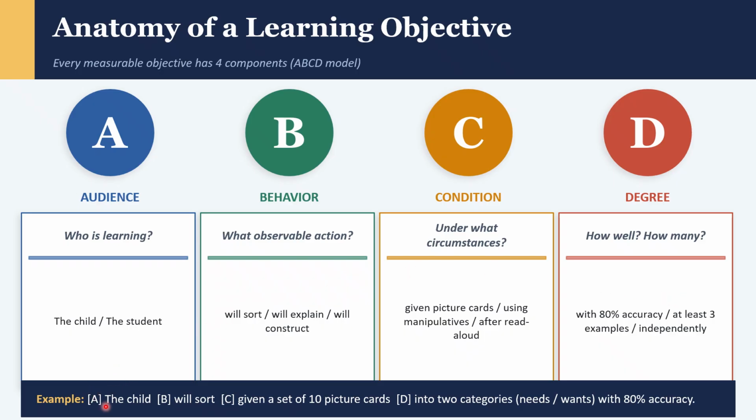So the example down here is the child, that's the audience, will sort, that's the behavior, given a set of 10 picture cards into 2 categories, that being needs and wants, with 80% accuracy. So I can observe that, I can watch them sort into 2 categories, and then I can measure that sorting. Did they get it correct? Are they getting 80% accuracy?